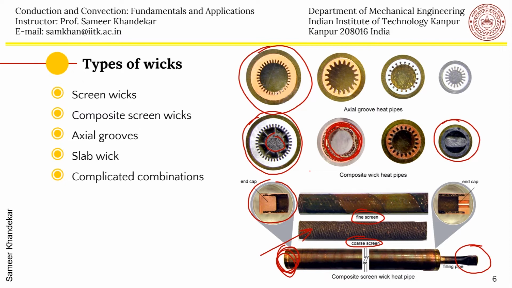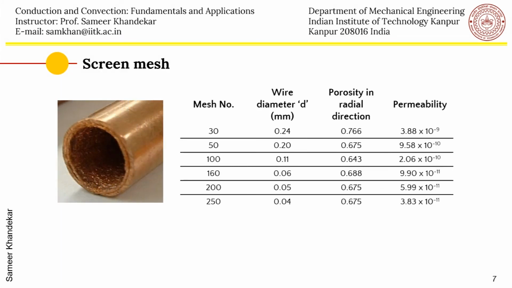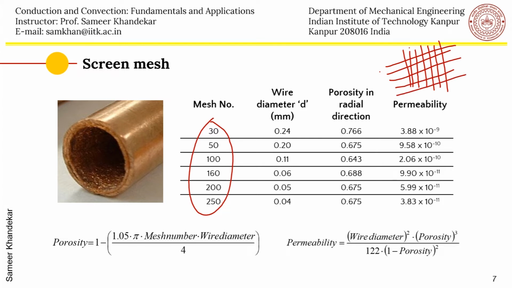There are a lot of different types which are available, and essentially these wicks are characterized, simple wicks like screen meshes. These screen meshes are characterized by mesh number, which is essentially, if you see the mesh, it is like a metallic cloth, for example, how many wires there are in 1 inch, which is what is denoted by the mesh number. And these are standardized. The wire diameter is given to you. So as you can see, as the mesh number increases, the wire diameter actually reduces.